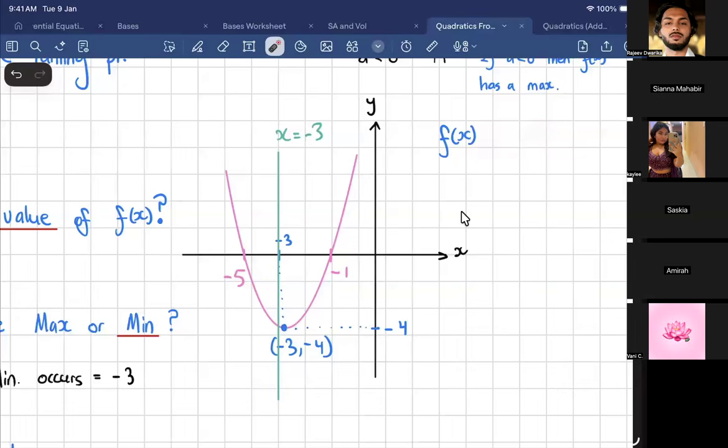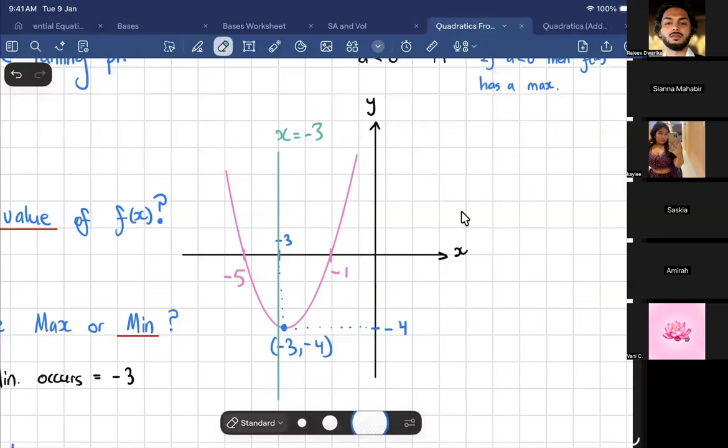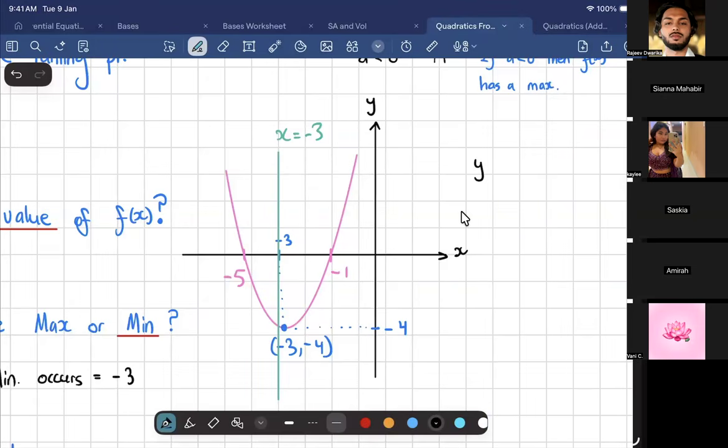Okay, we might still be confused, right? I'm going to call some people. Sienna, are you there? Yes, sir. So Sienna, what is the lowest value you could get from this graph? -4. Right. And when we're talking about the lowest value, we're talking about y, right? Yes, sir. So in other words, the minimum value is -4.